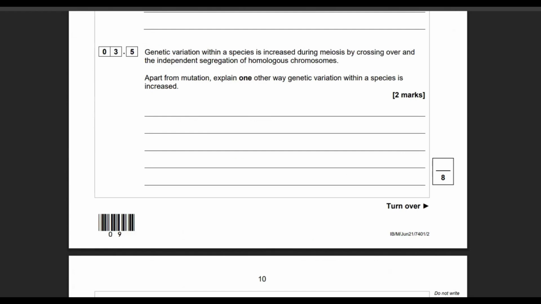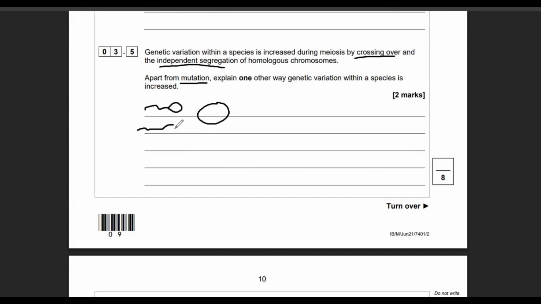Okay, let's move on. 3.6. Genetic variation within a species is increased during meiosis by crossing over and independent segregation. You need to know that, so flashcard that. Apart from mutation, explain one other way of genetic variation within a species. So, your main two ways that meiosis causes variation is crossing over, you get the chiasmata, the swapping of alleles, and independent segregation, how they line up in a random order on the equator.